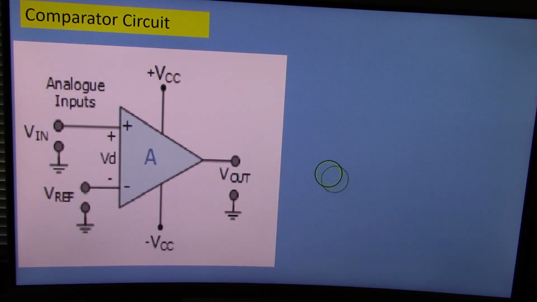So comparator circuits means it just compares these two numbers. This is a reference number, and then this is the actual information data coming through. It compares these two numbers and produces an output. And that's why it's called a comparator circuit.